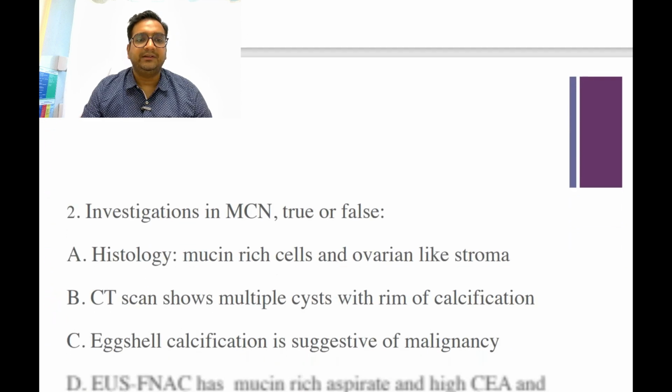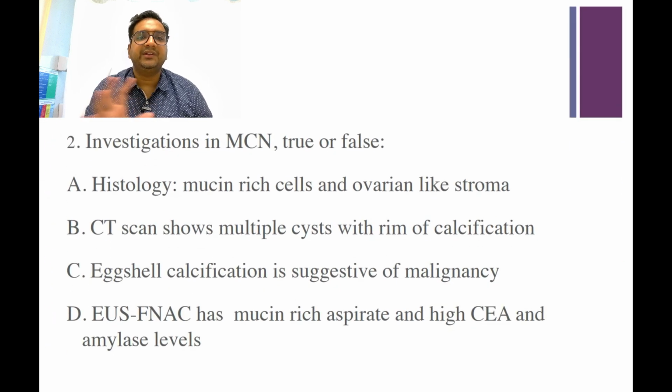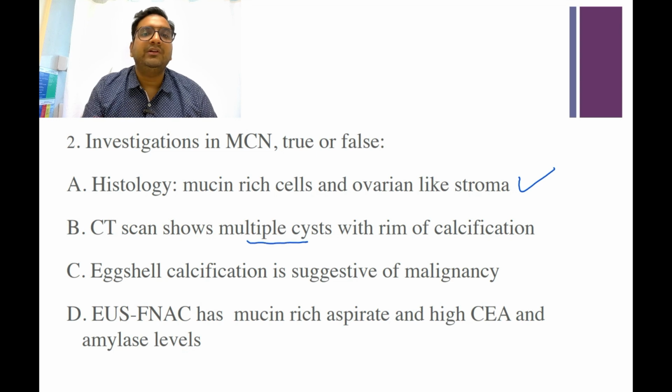Now the next question: investigation in MCN, which is true or false. The histology is mucin rich cells and ovarian like stroma. It is true. There is presence of mucin rich cells, ovarian like stroma, and it is ER/PR positive also, and it is commonly seen in females because of that. Now, CT scan shows multiple cysts with rim of calcification. There is a rim of calcification, we know, known as eggshell calcification, but it is generally unilocular. Multiple cysts are seen in very few cases. So this statement is false.